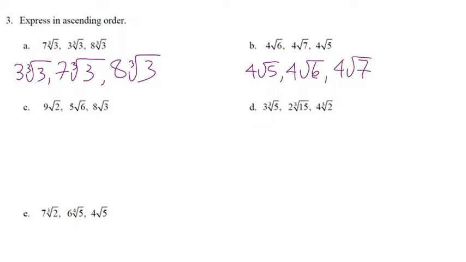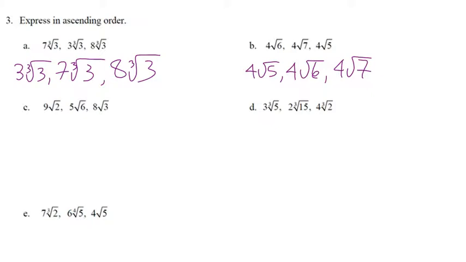So those are easy to compare because they're all cube roots of 3, and then it's just multiples, right? You got 3 of them, 7 of them, or 8 of them. Well, that's pretty obvious what order. In the last one, they aren't all the same, but they're all multiples of 4. So root 5 is smaller than root 6, which is smaller than root 7. So 4 root 5, 4 root 6, 4 root 7.